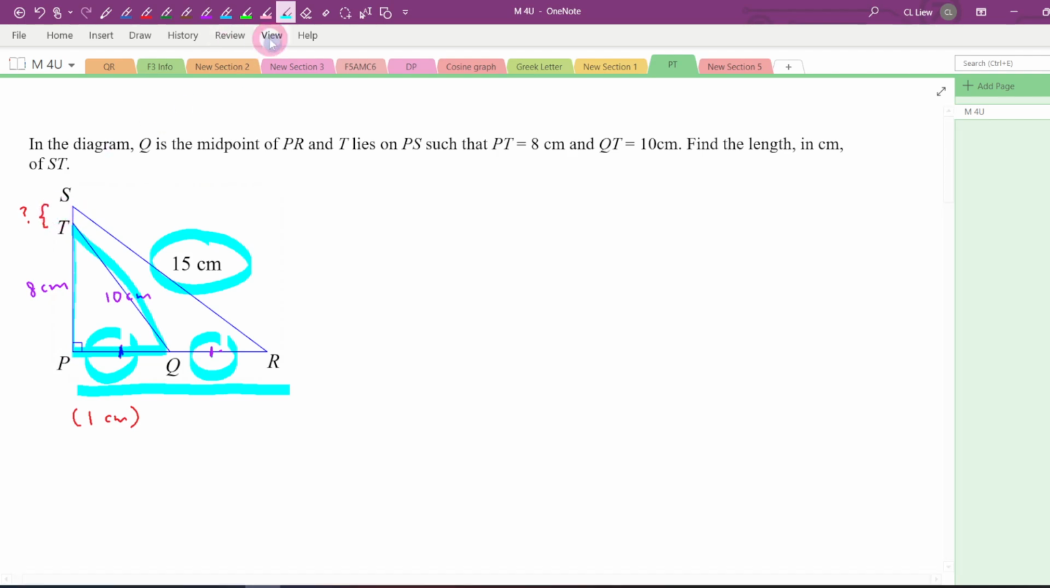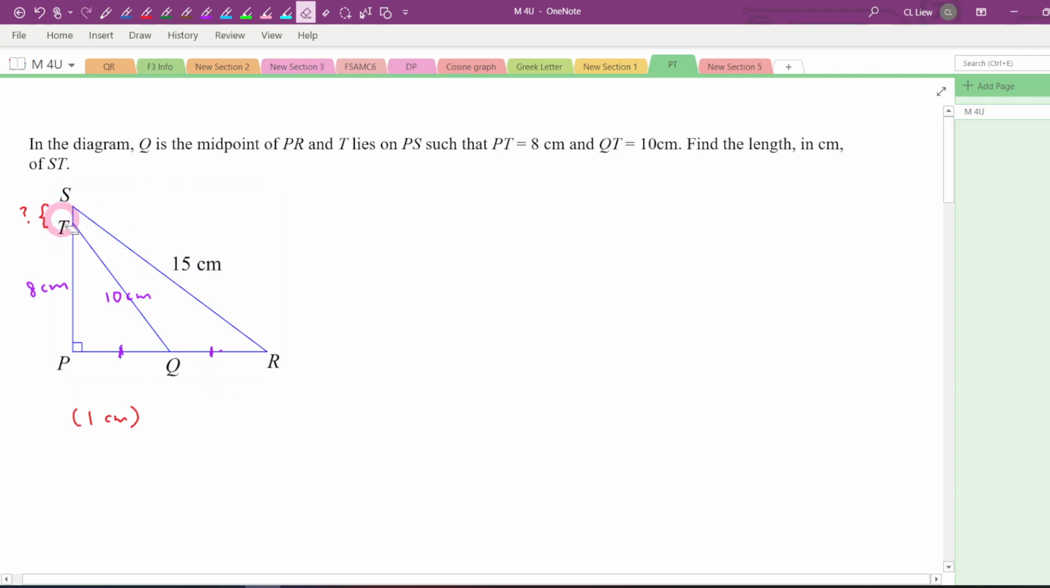Okay, let me show you how we do it step by step, to get the answer for the length of this ST. Now let me find PQ first.